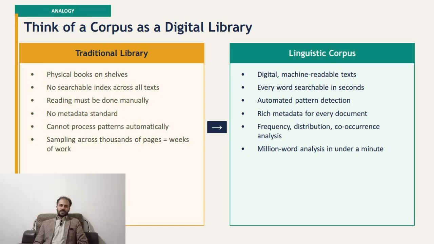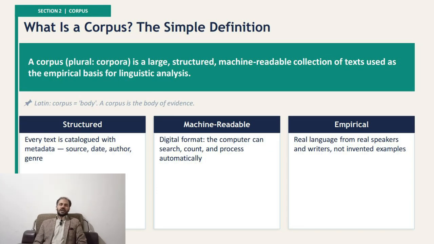Think of a corpus as a library, but instead of physical books on shelves, every single text in this library is stored digitally in a format that a computer can search, analyze, and process automatically. Definition: a corpus is a large, structured, machine-readable collection of texts used as the empirical basis for linguistic analysis. Now here is an important word in that definition: empirical.